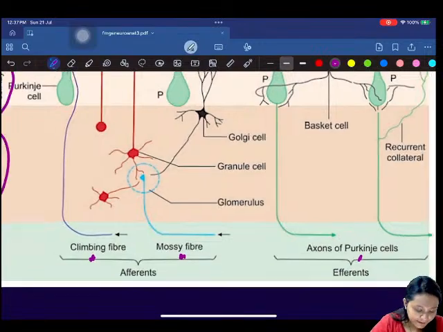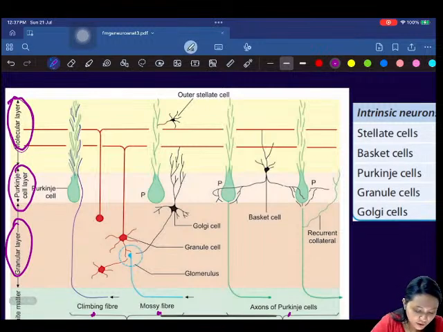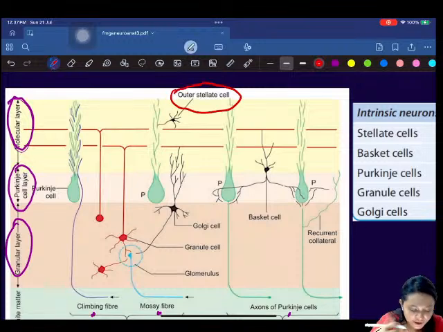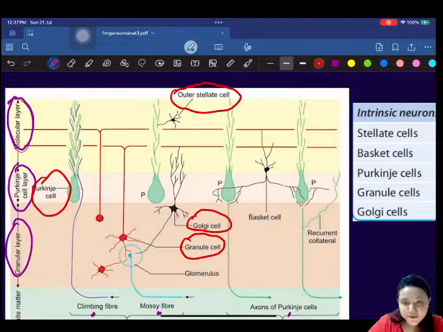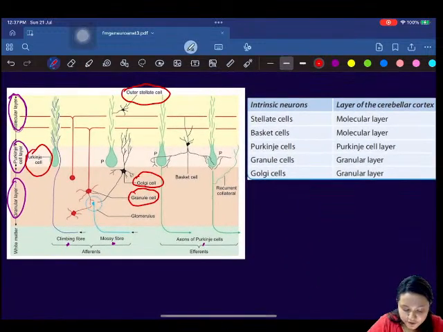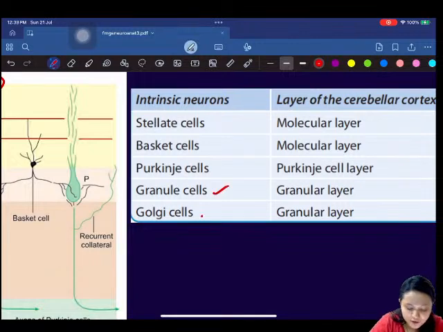Okay, and in these layers you have certain cells. In the outer molecular layer you can see the stellate cell. In the Purkinje layer obviously you will get the Purkinje cell, and in the granular layer you are also going to get the granular cells and the Golgi cells. So the molecular layer has the stellate and the basket cells, the Purkinje layer has the Purkinje cells, and the granular layer has the granular cells and the Golgi cells. Okay, so these are the layers and the cells.